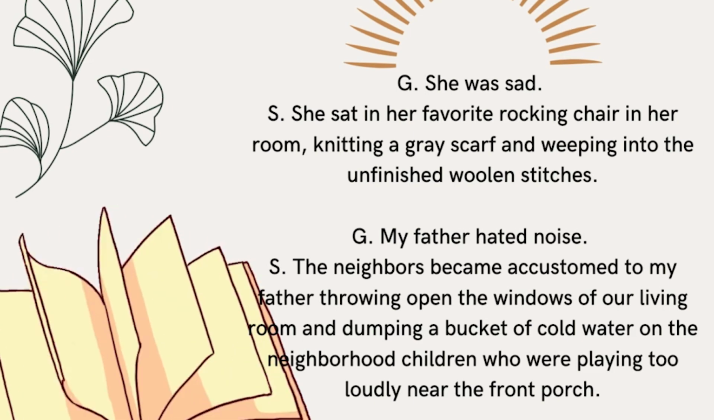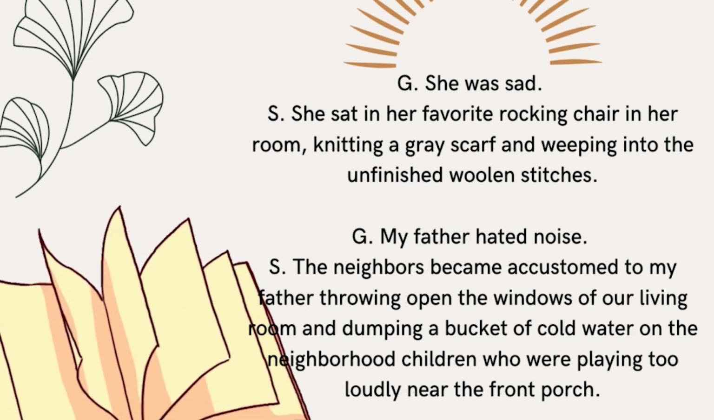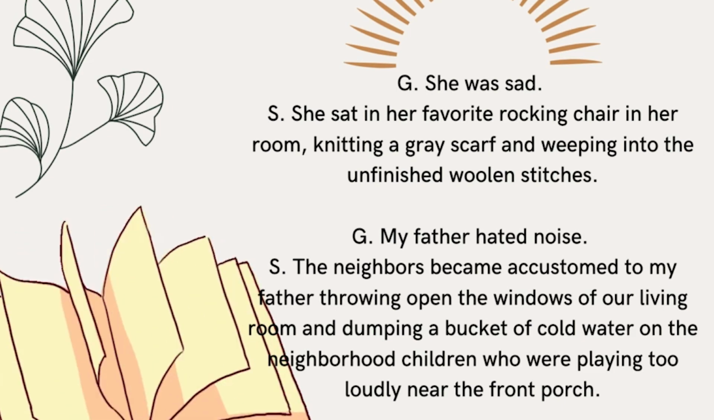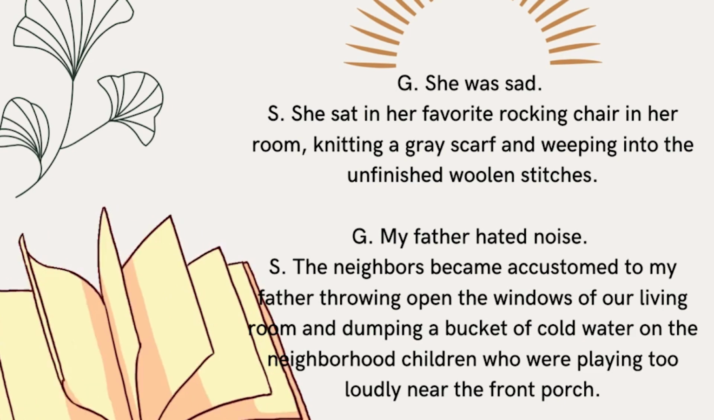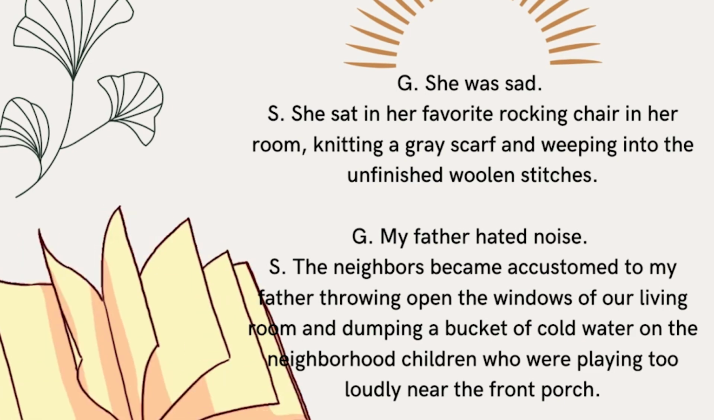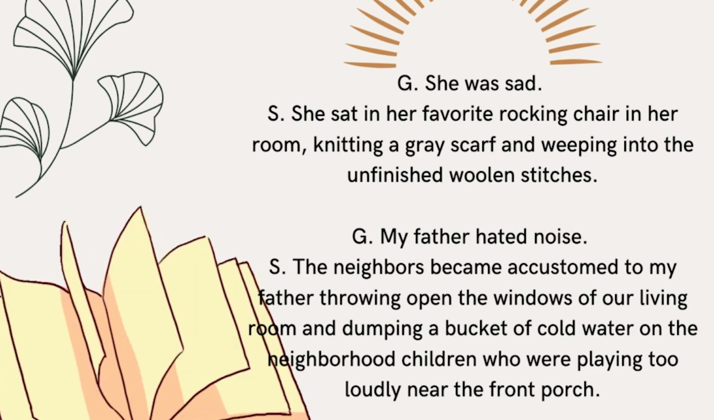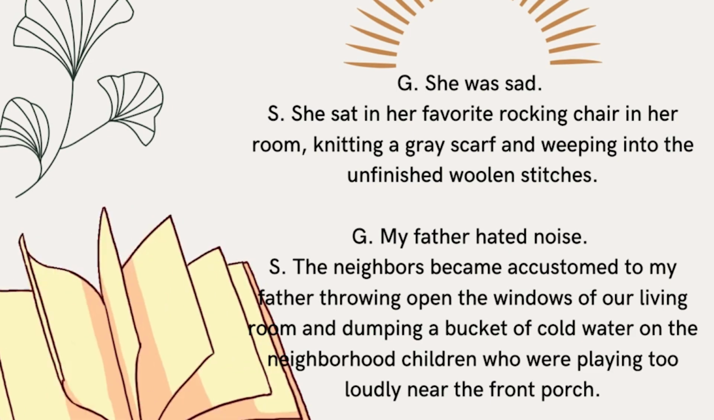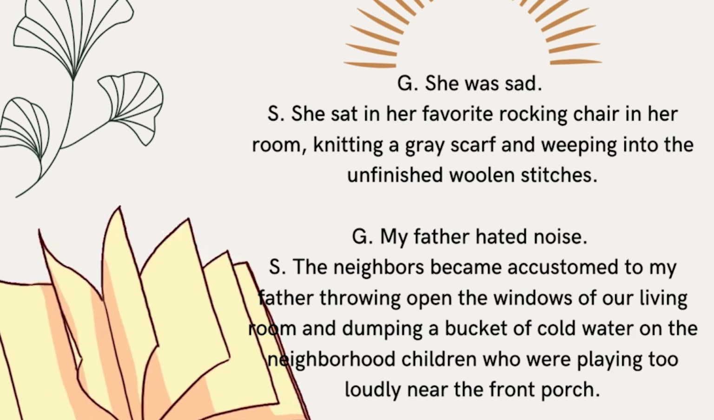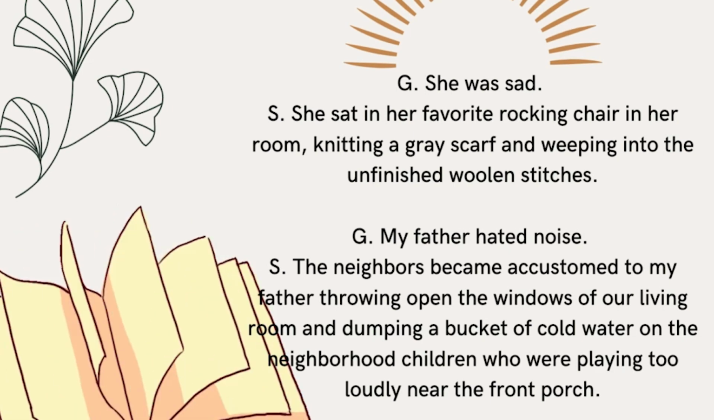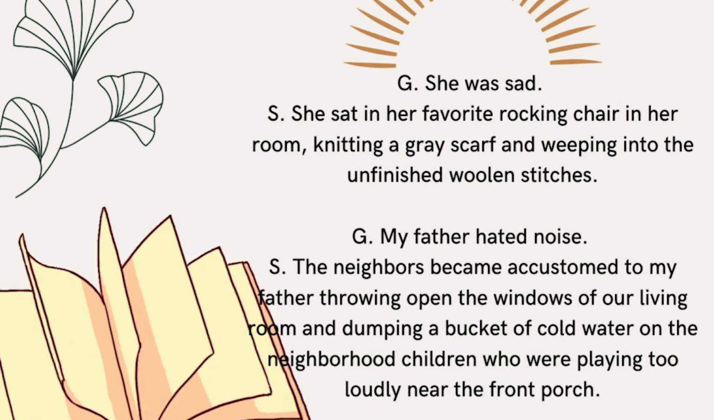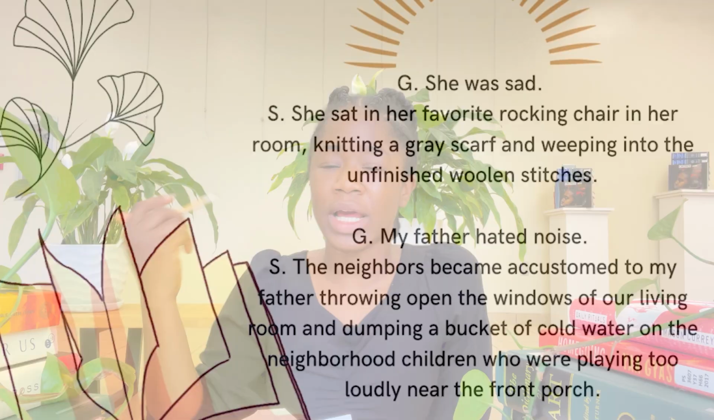Example 2. My father hated noise. The neighbors became accustomed to my father throwing open the windows of our living room and dumping cold water on the neighborhood children who were playing too loudly near the front porch. You show us how he hated noise. You give us context. Is that the best way to tell that? And you keep on revising and revising that till you land on an image that sticks.